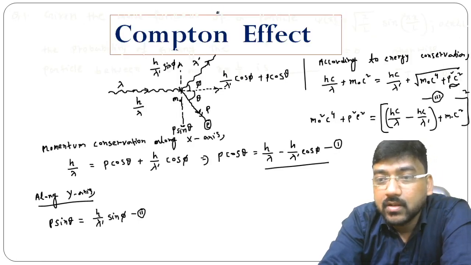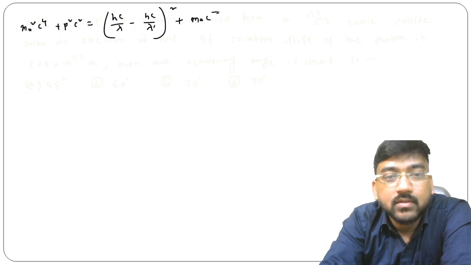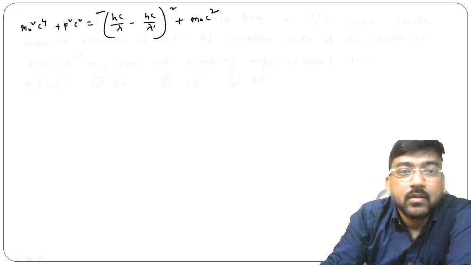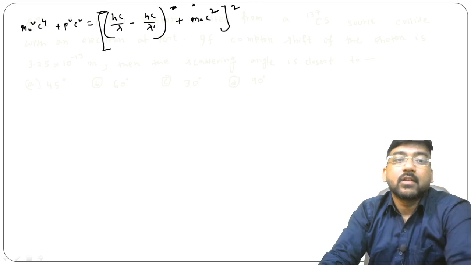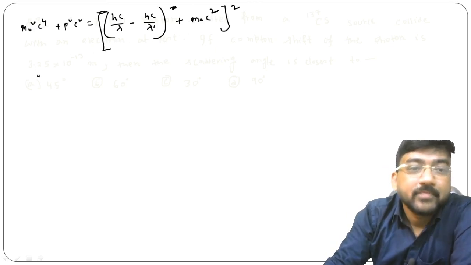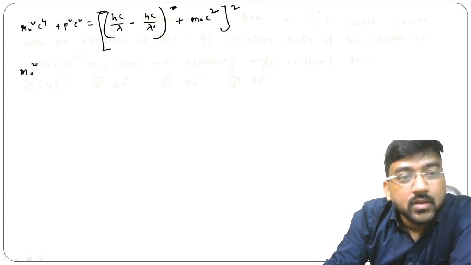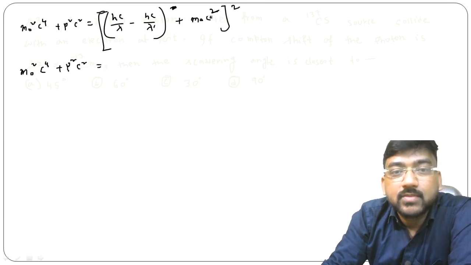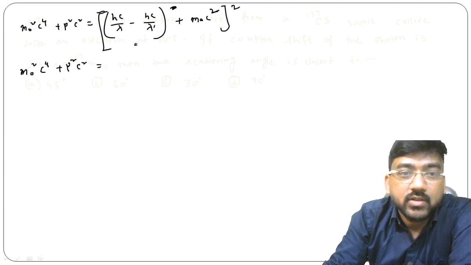hc upon lambda minus hc upon lambda dash, m0 c square. Sorry, there is no square here. Okay, now you have to solve this. So it is m0 square c to the power 4 plus p square c square equal to, this is again a plus b whole square, so we can use a square plus 2ab plus b square.